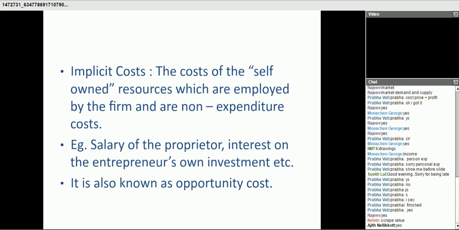Or to be more clear, we can say they are non-expenditure costs. The examples are salary of the proprietor, the interest on the entrepreneur's own investment. He is investing his personal money, so the interest that is paid on that. Okay, so these are a few examples.